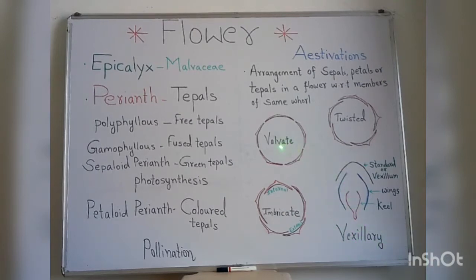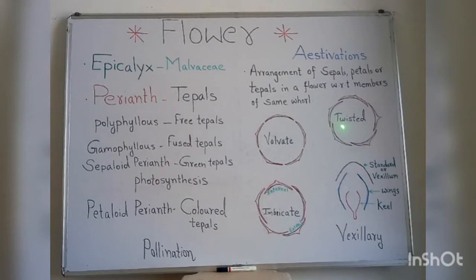The first type of aestivation is called valvate aestivation. In this type of aestivation, the margins of sepals or petals lie close to each other, but they do not show overlapping. Such a type of aestivation is called valvate aestivation. The examples of valvate aestivation are the calyx of Datura and Calotropis. So these are the margins of sepals or petals.